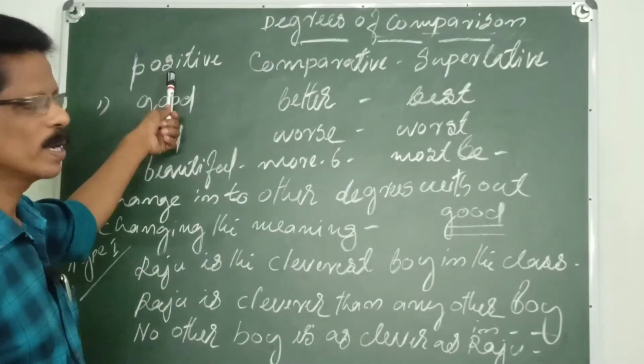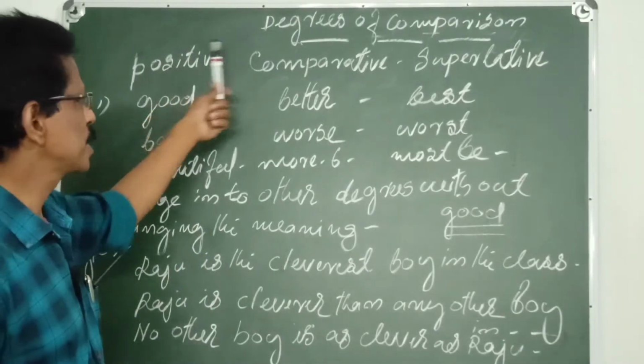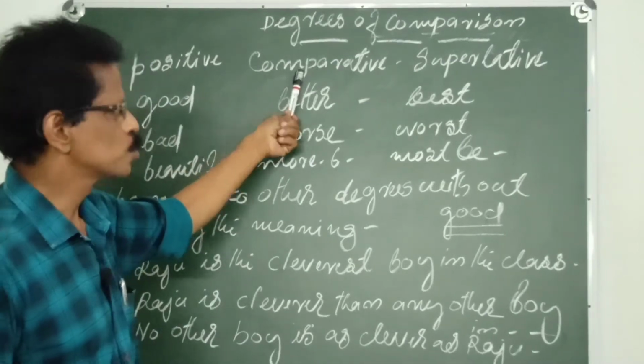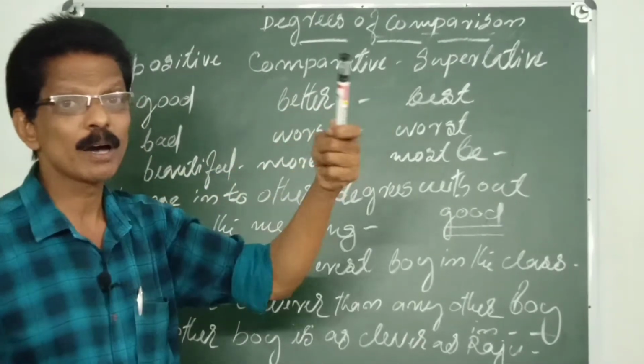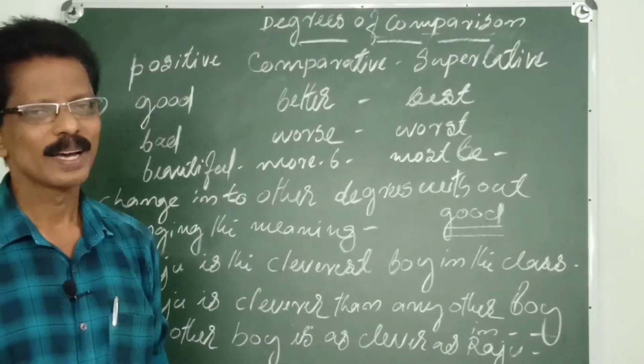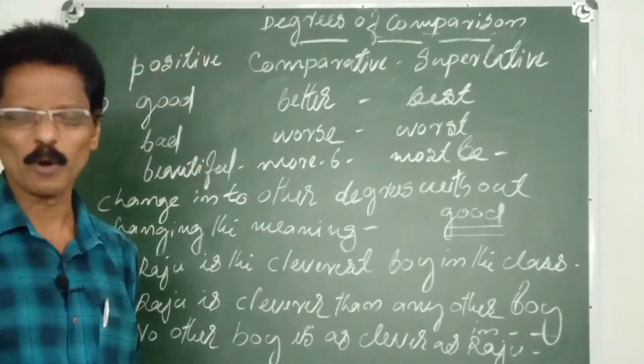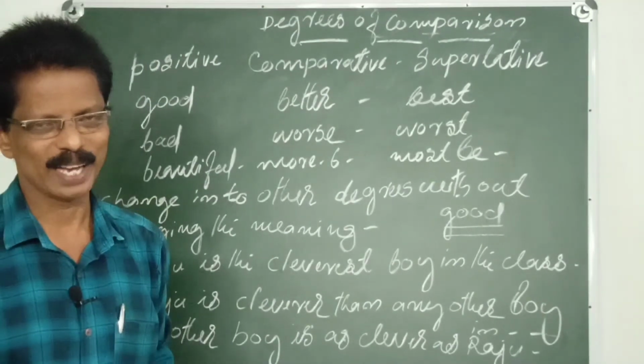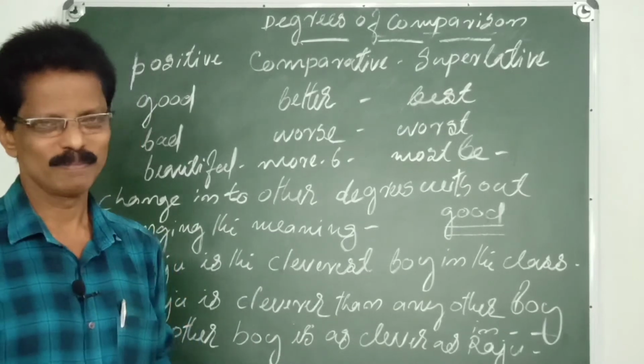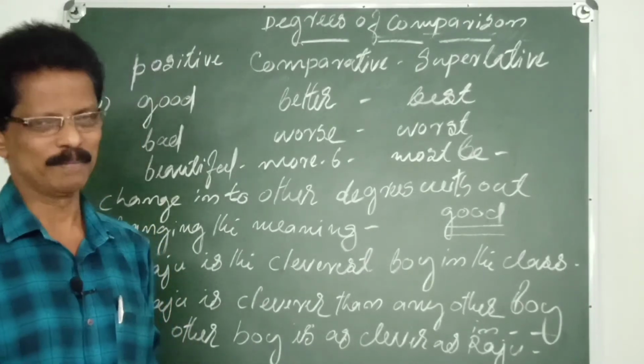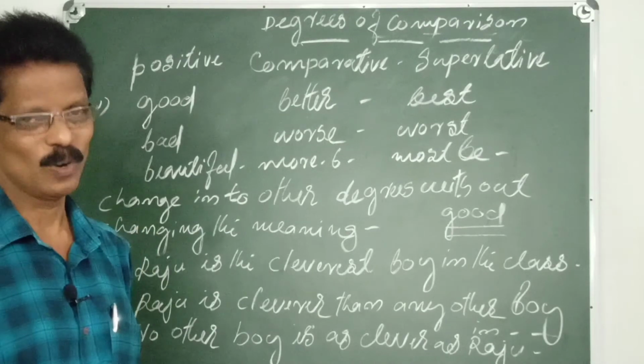Positive degree when there is only one. Comparative degree when there are two. Superlative degree when there are more than two. See, he is the best boy among all the boys in our school. Yes, Ramu is better than Raju. Is it not so? So, comparing. Yes, Ramu is a good boy or Raju is a good boy.